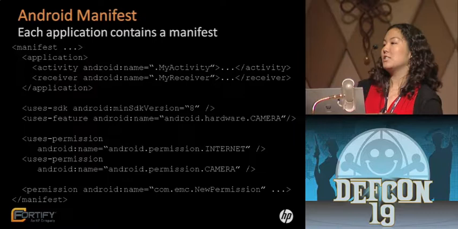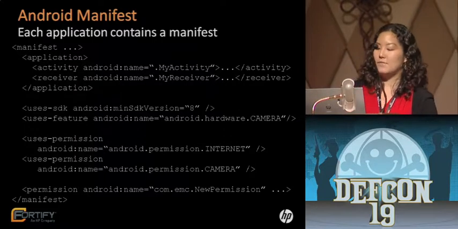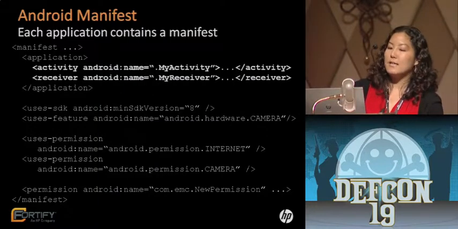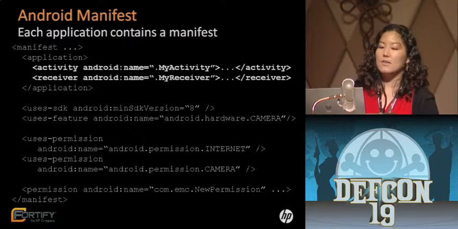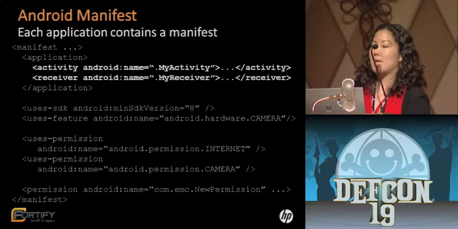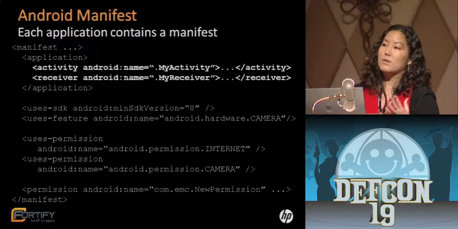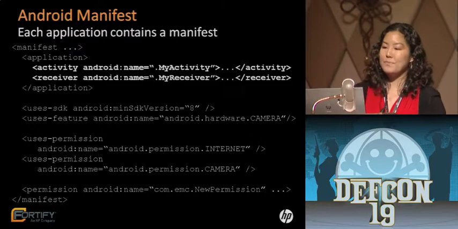So each application contains a manifest, and the manifest does a couple things. First of all, it declares application components. As you can see here, we have an example of an Android manifest. And here it's declared there's a My Activity and a My Receiver. So the components are declared here. And if the developer doesn't declare the components here, then the system would not know about them.